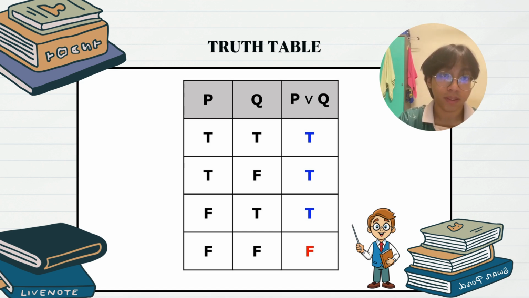From the truth table, if both of the variables are true, then the truth value is true. And if either one of the variables is true and the other is false, the truth value will also be true. But if both of the variables are false, then the truth value will be false.